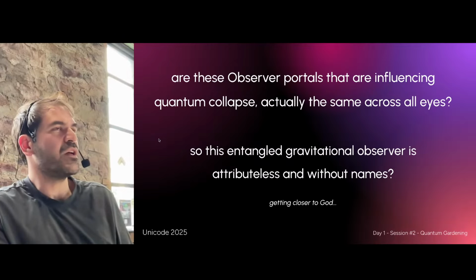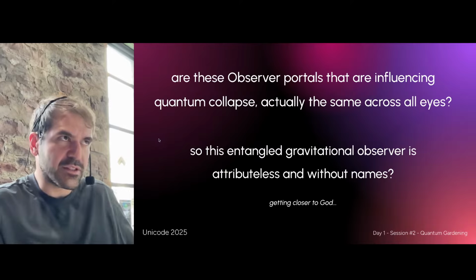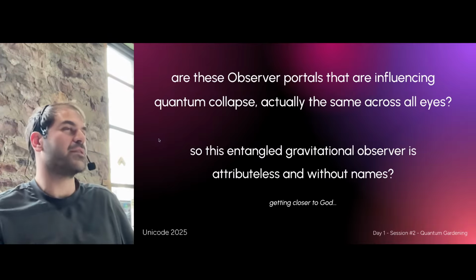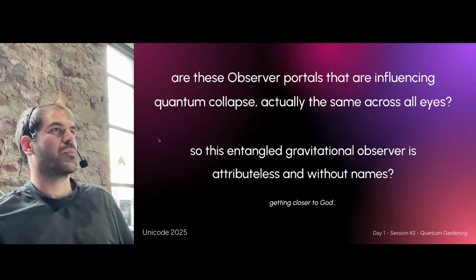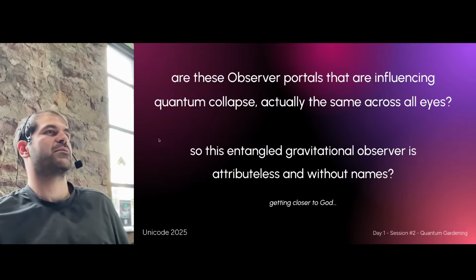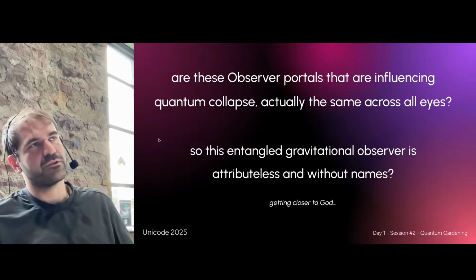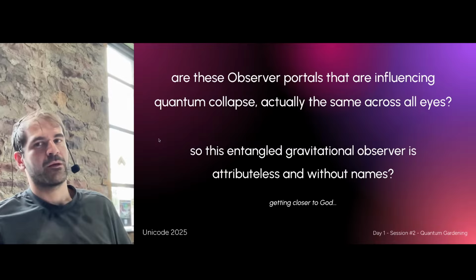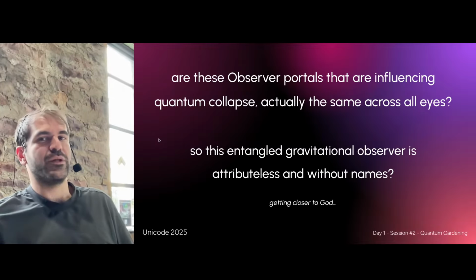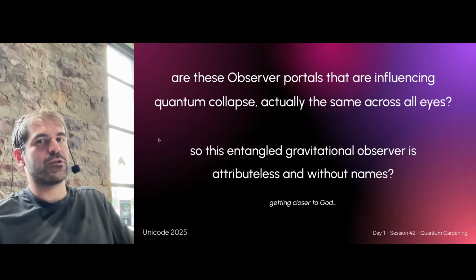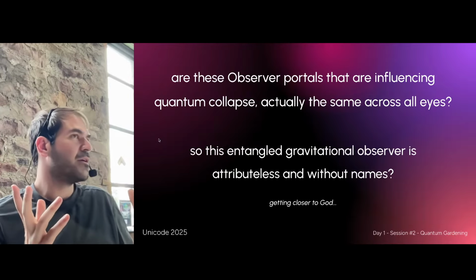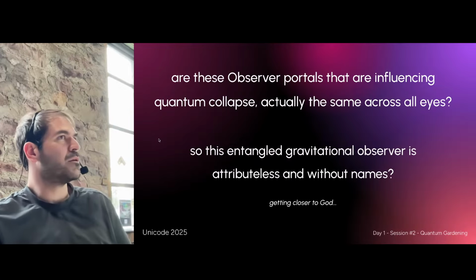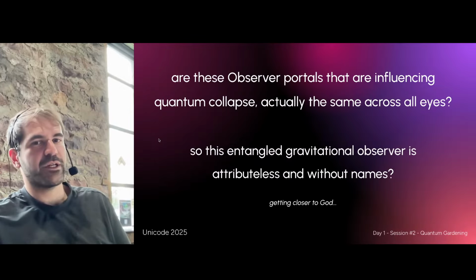Like all your cells, the cells in the body, same thing. The heart, and they all get desiring to do some sort of function to hold its form together. Each one of those organs is doing a very specific thing to hold that form together. So this entangled gravitational observer is attributeless. It's without names. Getting closer to God.